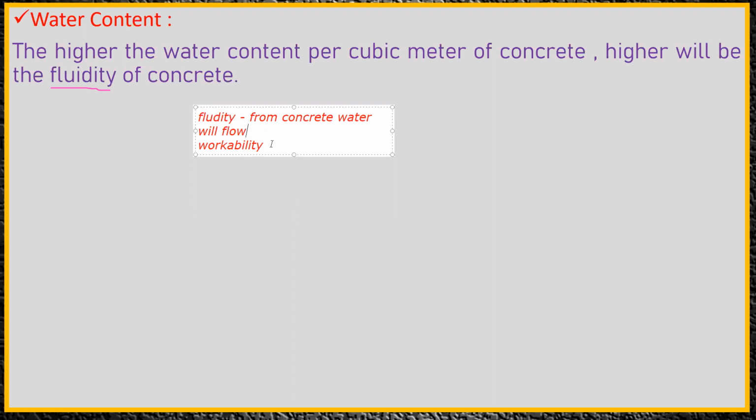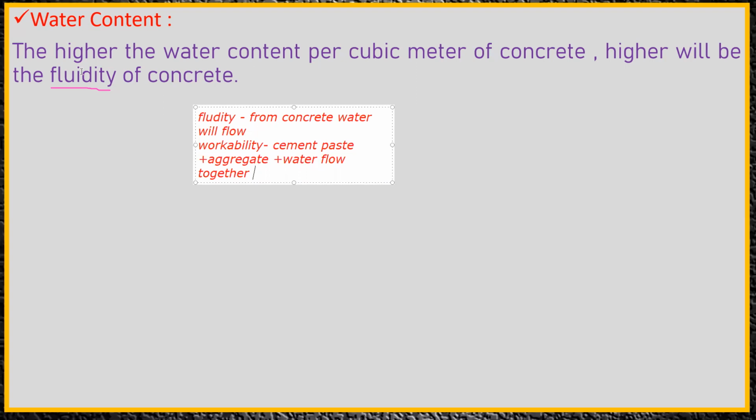And whenever I say workability, it has to be an entire mixture of concrete. That is, whenever there is a flow of concrete, that means the cement paste, aggregate, and water have to flow together. Then we say it is workable, right? But when I say fluidity, it doesn't mean that the cement paste, the aggregate, and the water have to be moving together. Here only the amount of water is more, so we say it is fluidity in nature.